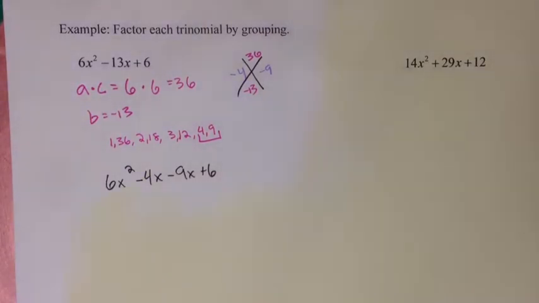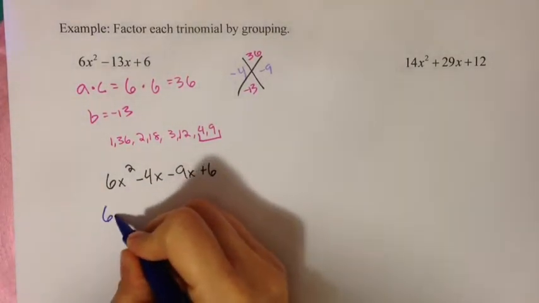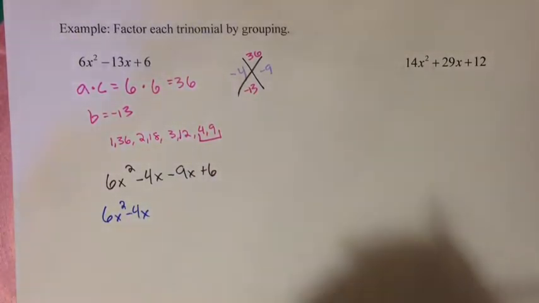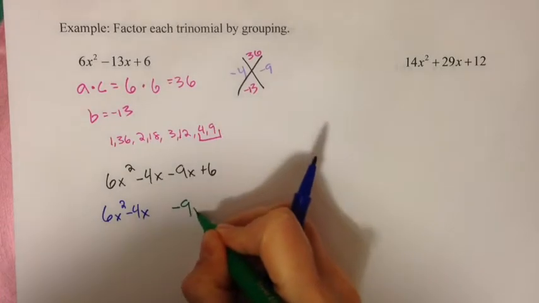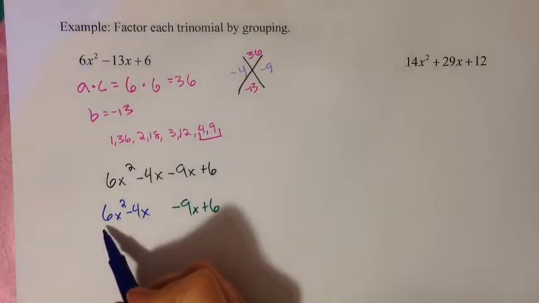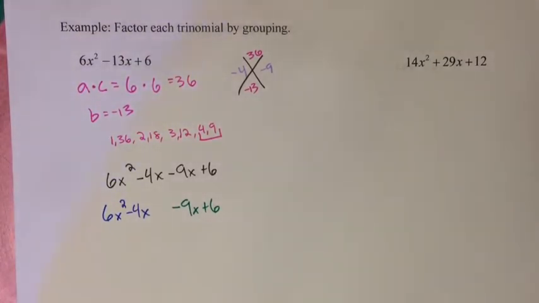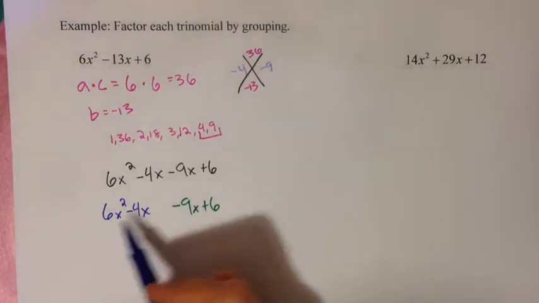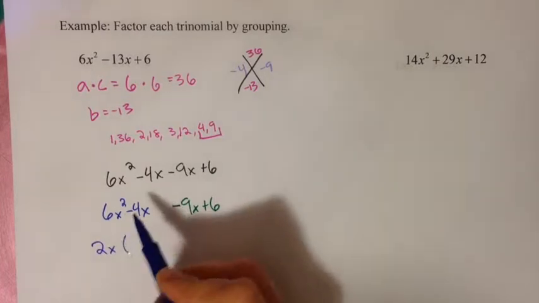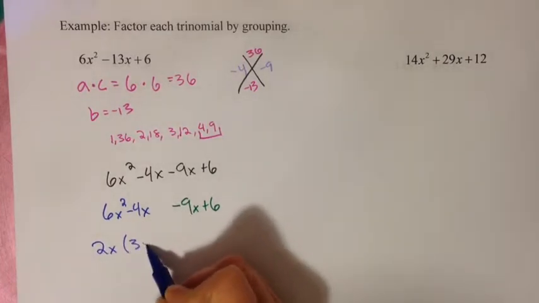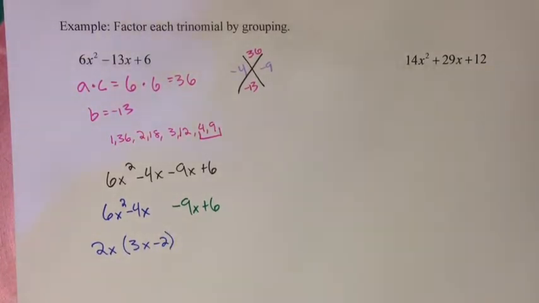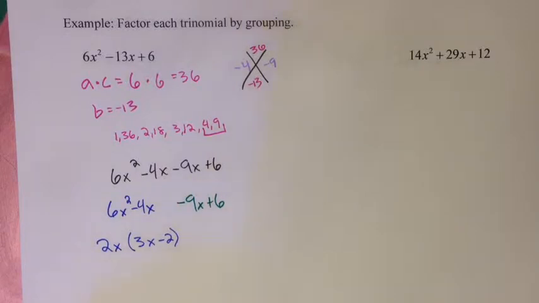I'll go ahead and group my first two terms together. So I have 6x squared minus 4x in a group, and then my next terms will be negative 9x plus 6 in a group. Now I look at my first two terms and see if they have anything in common that I can factor out. I see that they have a 2 and an x. So I'm going to factor out a 2x. That leaves me with a 3x and a negative 2.